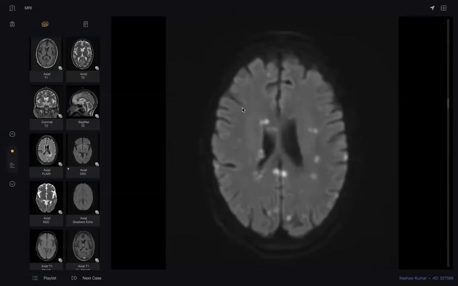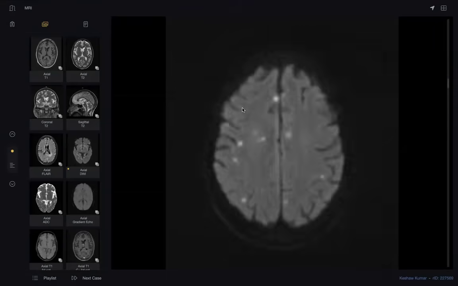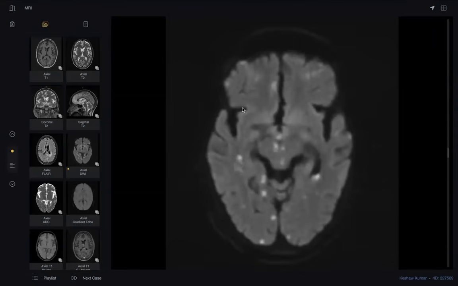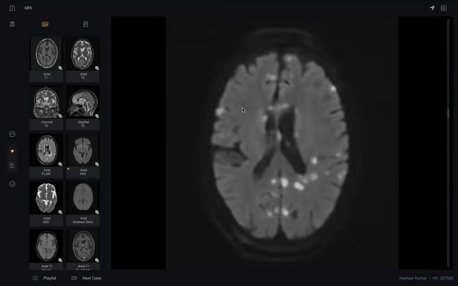But toxoplasmosis also would be in the basal ganglia mainly, and they would be multiple. But cryptococcosis can be like this. Thank you, Doctor. These are the main infections that come with AIDS.